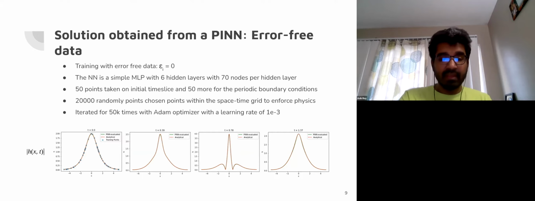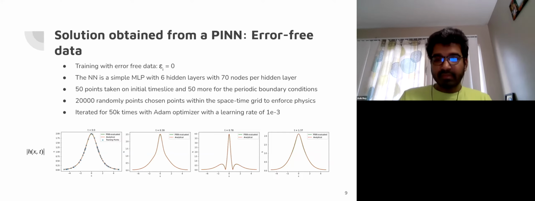And this is what you see. You are seeing here the analytical solution compared with the PINN evaluated solution for the magnitude of the complex field, and you can see we get almost perfect agreement between the analytical solution and the PINN evaluated solution, and that's nice. So the PINN does the job for us.